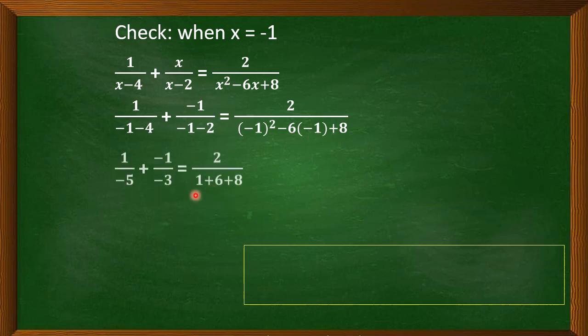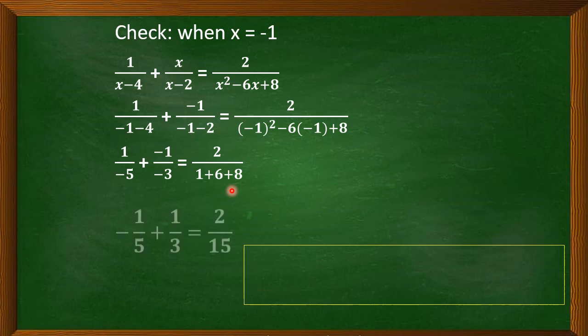Now simplify further. So 1 over negative 1 and negative 4, that is negative 5, plus negative 1 over negative 1 and negative 2 is negative 3, equals to copy quantity of negative 1 squared, negative 1 times negative 1, that is 1, negative 6 times negative 1, positive 6, bring down 8. Simplify further. 1 divided by negative 5 is negative 1/5. Plus negative 1 divided by negative 3, the answer is positive 1/3.